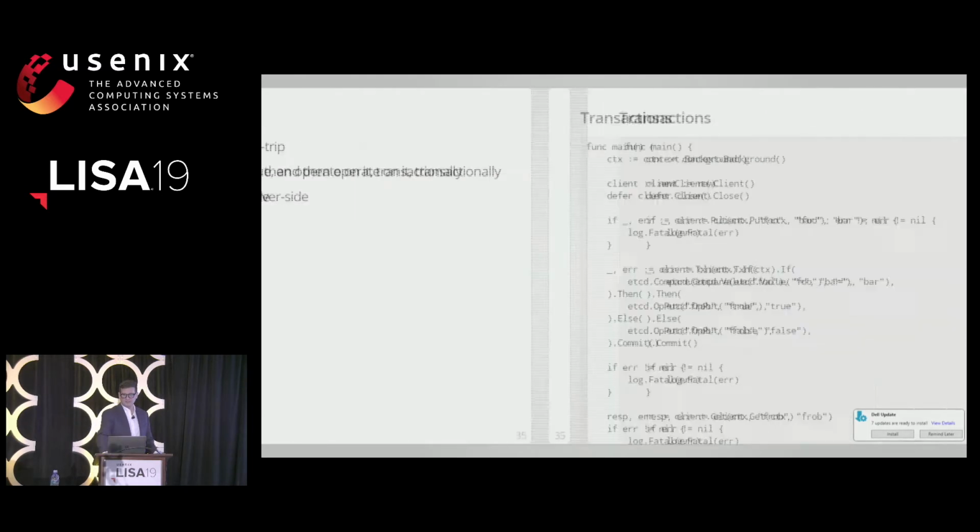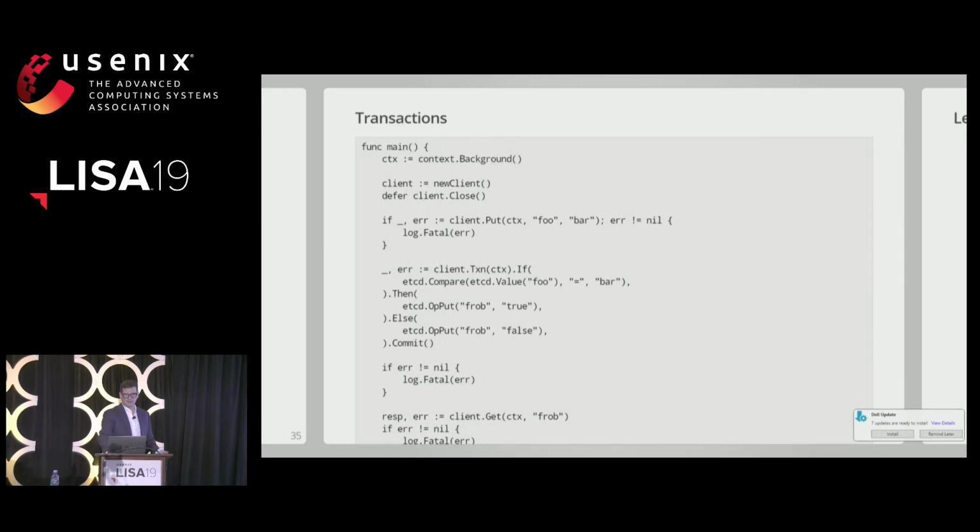And there's a little example here in a Go snippet of how that looks. Say you've put foo and a bar key value, and then you can say something like, if the value of foo equals bar, then do this put operation, set frob to true. If it's not equal, then set frob to false. So that's the kind of power of the transaction that we're talking about. It's pretty basic.